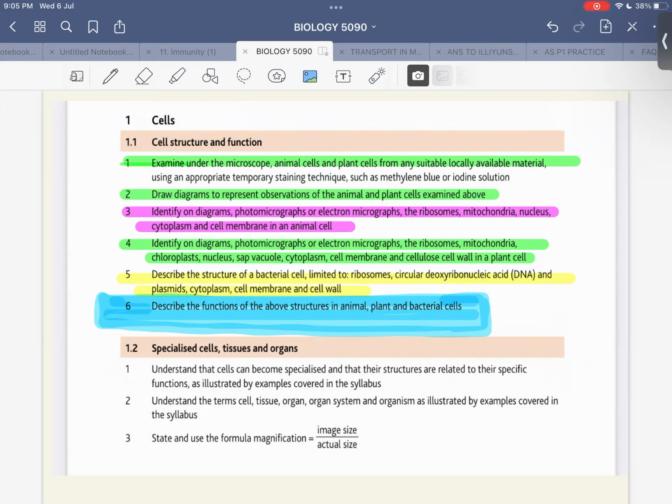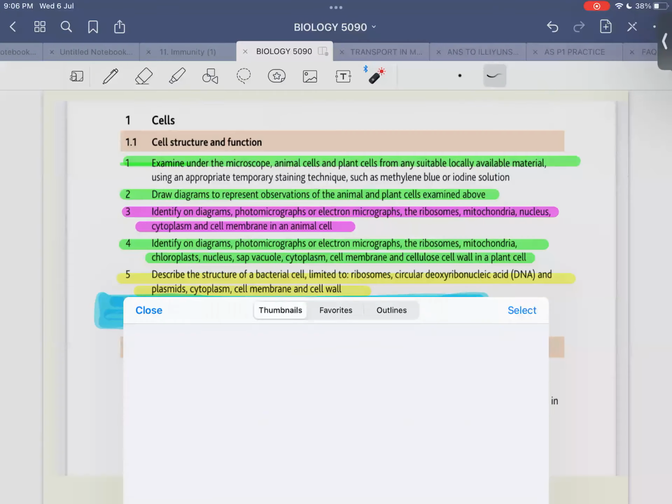So basically, if you have listened to all my previous lectures, you must have realized that whenever I have described the structure very briefly, I have also mentioned the functions of the respective organelles and parts of animal, plant, and bacterial cells. But just to reinforce the same learning outcome, which is learning outcome number 6, I will be very quickly going through the functions of the structures, and then we'll be moving on to Unit 1.2, which is specialized cells, tissues, and organs. Before I begin specialized cells, tissues, and organs, I will do learning outcome number 6. So let's start.